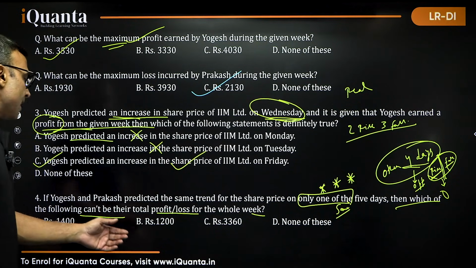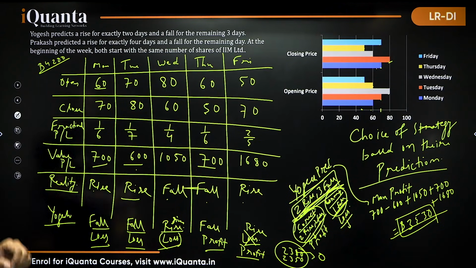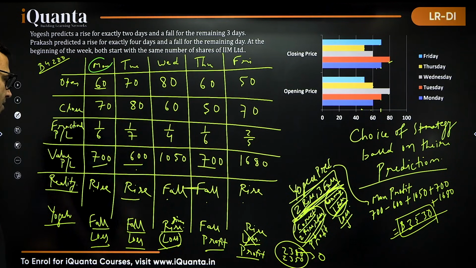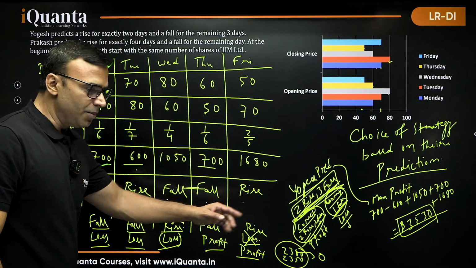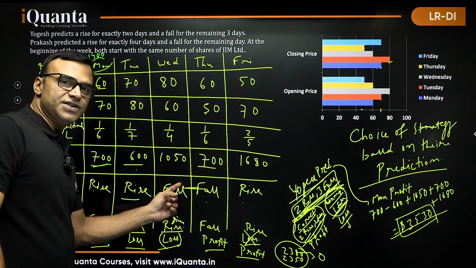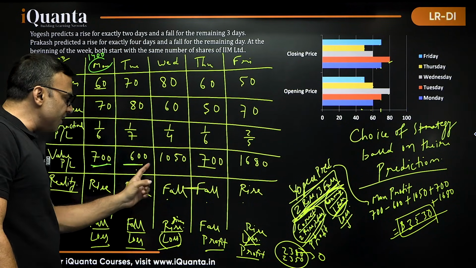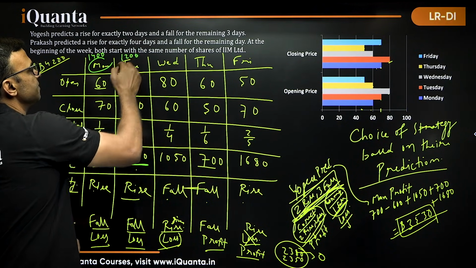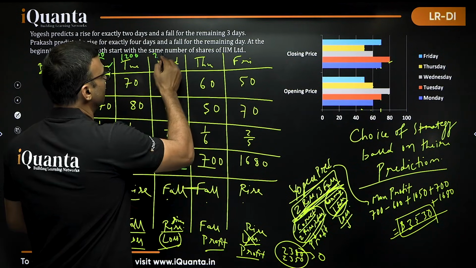Then in that case, the combined profit or loss for those 2 people will be, for example, if both predicted correctly on Monday, each one will get a profit of 700. So total profit will be 1400. On all the other 4 days, it is going to be 0, because one of them will get 600 profit, the other 600 loss. One of them will get 1050 profit, the other one will get 1050 loss, and so on. Now, if they predict the same on Tuesday, then each one of them will get 600 profit. So total profit will be 1200. If they predicted the same on Wednesday, each one of them will get 1050 profit. So total profit will be 2100.